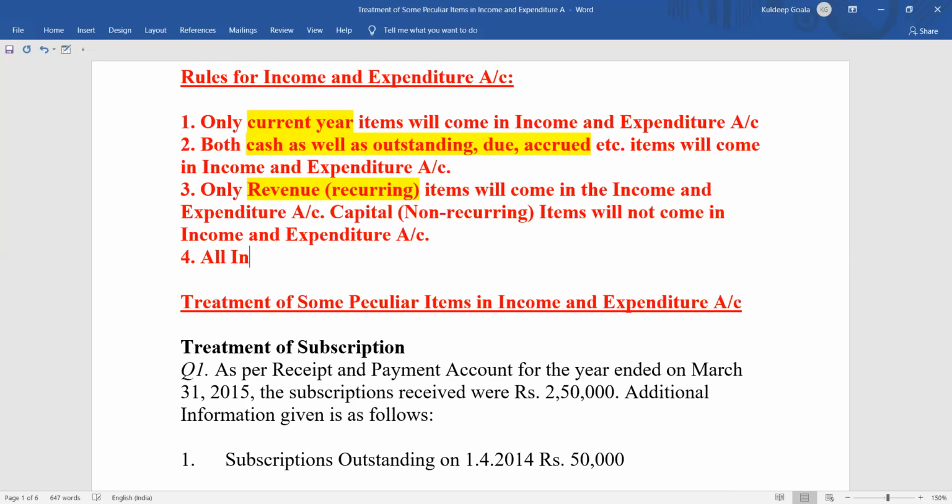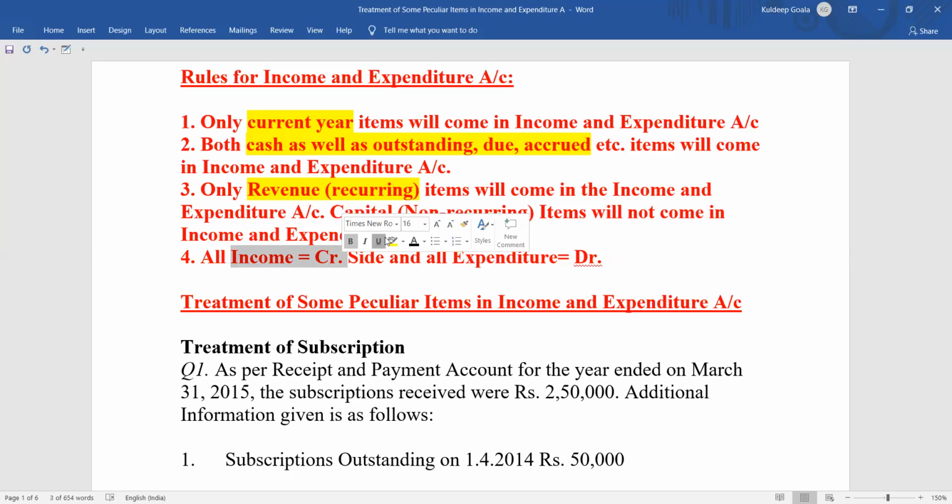All income will be placed in the credit side. All income on the credit side, and all expenditure will be coming in the debit side. It is a nominal account. Remember that the income and expenditure account is a nominal account. That is why all income is in the credit side, all the expenditure in the debit side. So these are the basic rules of the income and expenditure account.